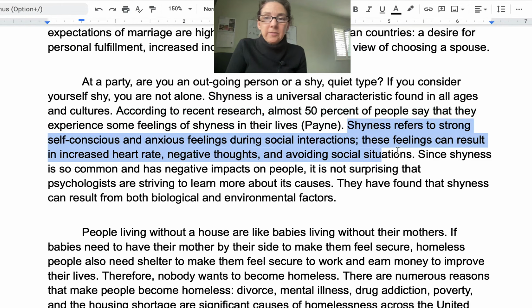Next, what do we have here? We have a definition. What is shyness? This is background information that helps the reader to understand the topic better.